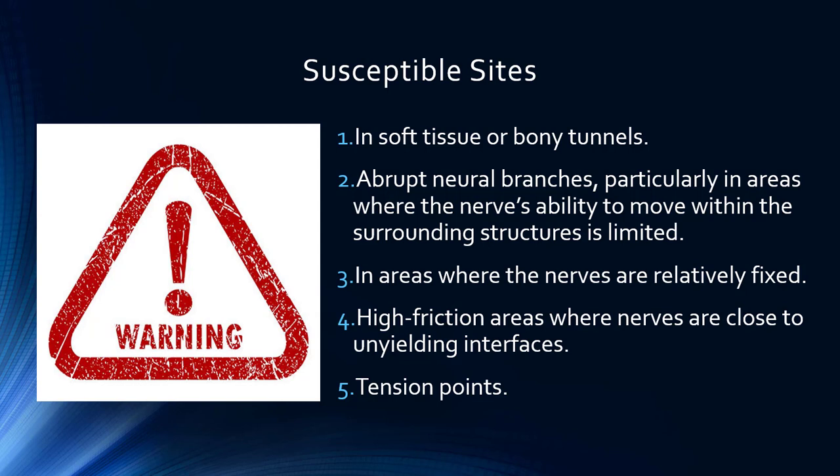2 examples are the nerves passing through the plantar fascia in the foot and the brachial plexus passing over the first rib. Number 5, tension points, such as the tibial nerve in the popliteal fossa, where abnormal stress can be placed upon the nerve.